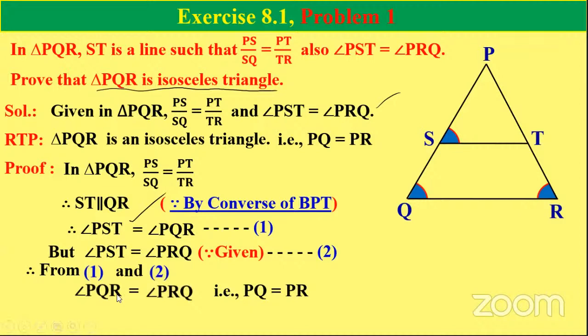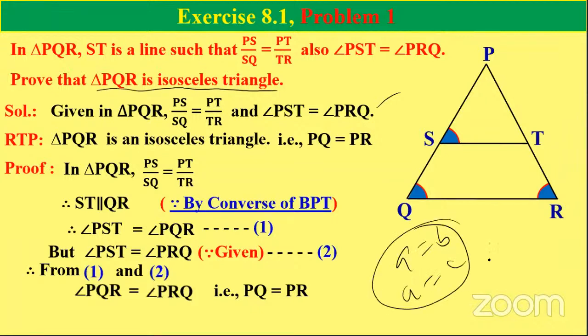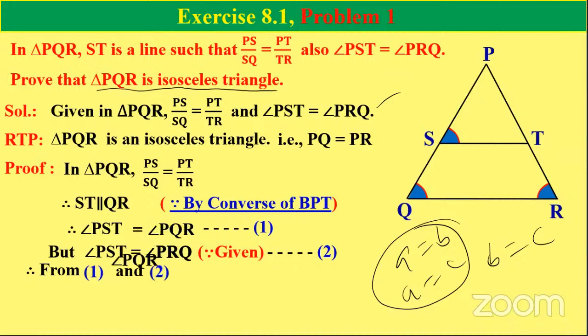By the transitive property, if A is equal to B and A is equal to C, then B is equal to C. This is called the transitive property. So the angles are equal. When two angles are equal, then their opposite sides are equal.